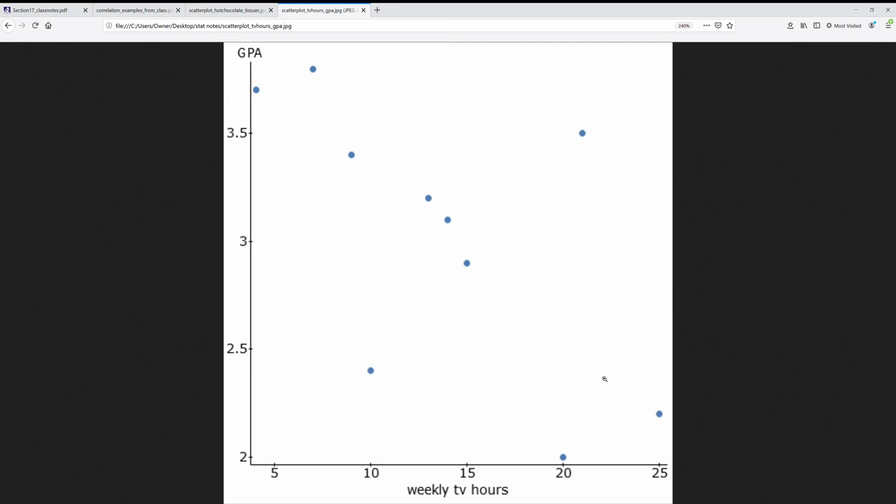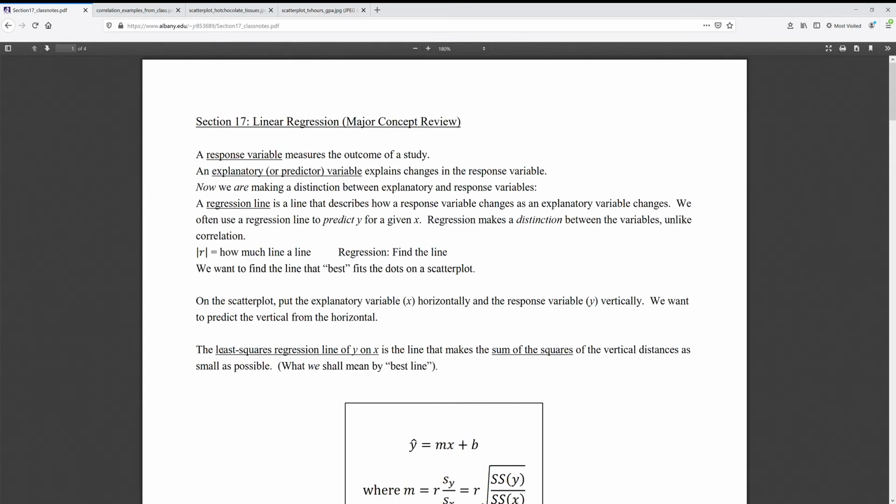By the line that best fits the dots, what we're going to mean is the line that makes collectively the squares of these distances smaller than they would be for any other line. And now by collectively, because they're not negative, I can just mean add them up. So the line that best fits these dots is the line that makes the sum of the squares of all these vertical distances between line and dot smaller than they would be for any other line. And that's why we call this the least squares regression line of y on x.